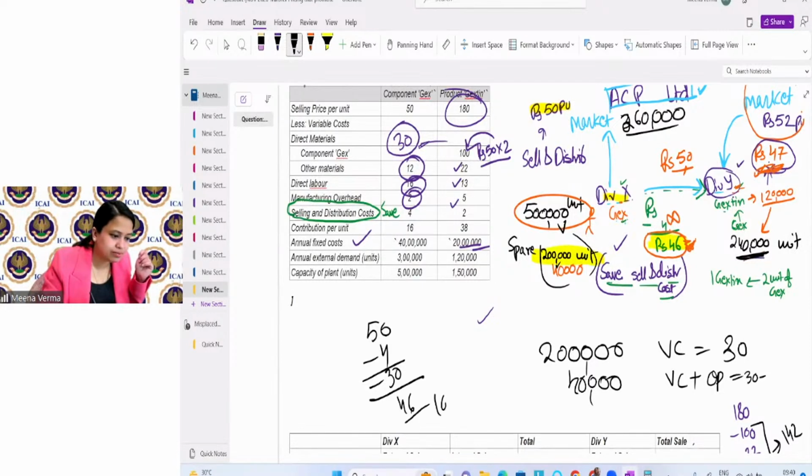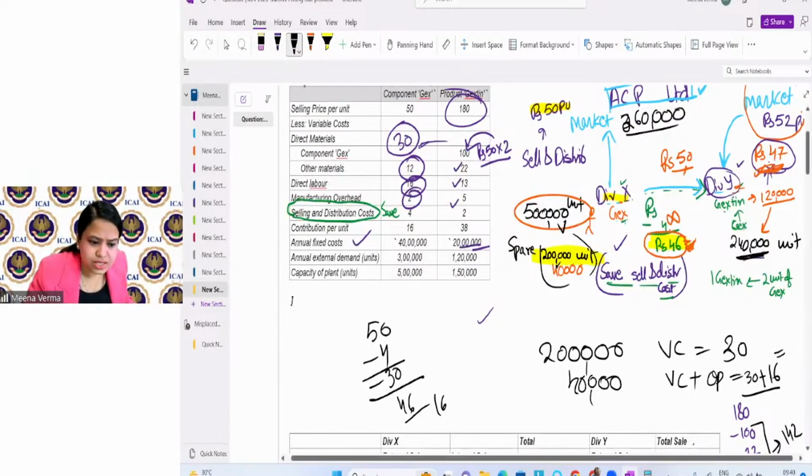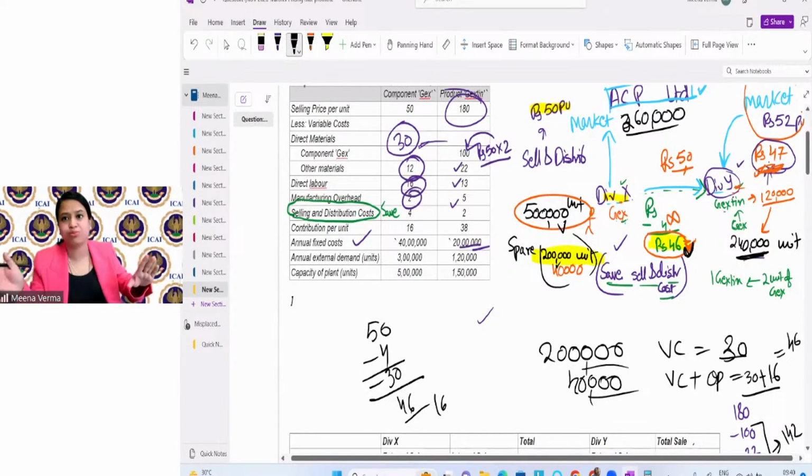46, 16. So just consider 16, 30 plus 16. इतने में ही transfer कर दो. So 46 is coming, right? Internally 46 में transfer कर दो ना. That's enough. For 40,000 unit इतने में कर देते हैं, और remaining 2 lakh को 30 में कर देते हैं. Division X भी खुश, Y भी खुश.